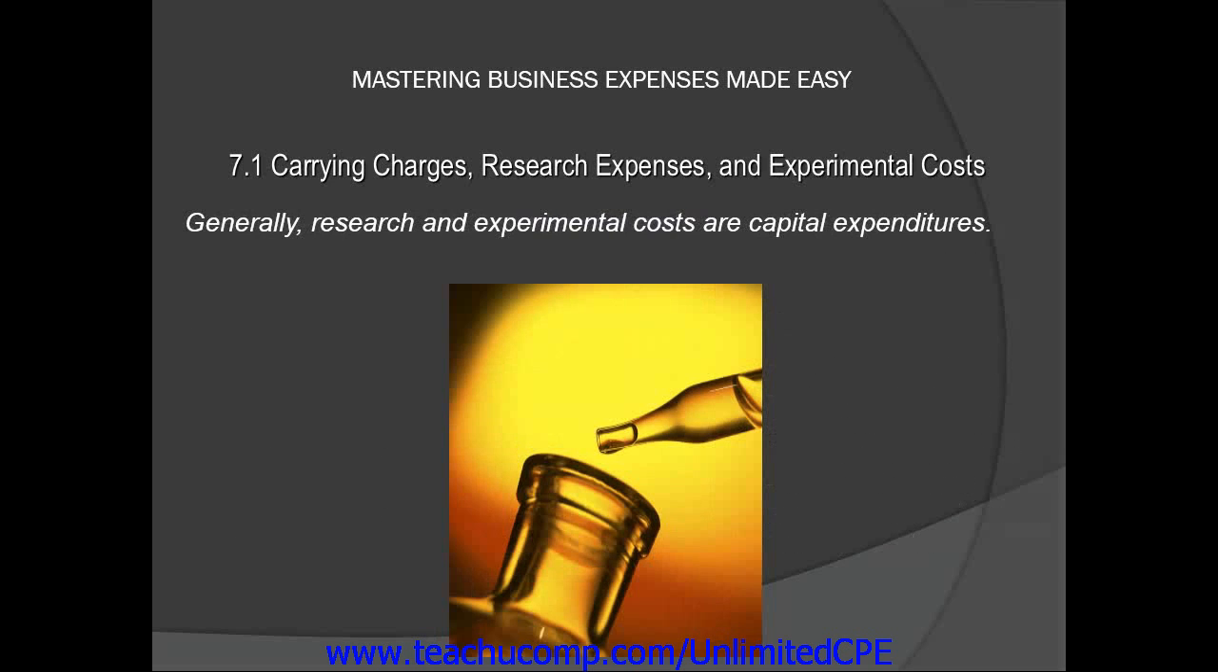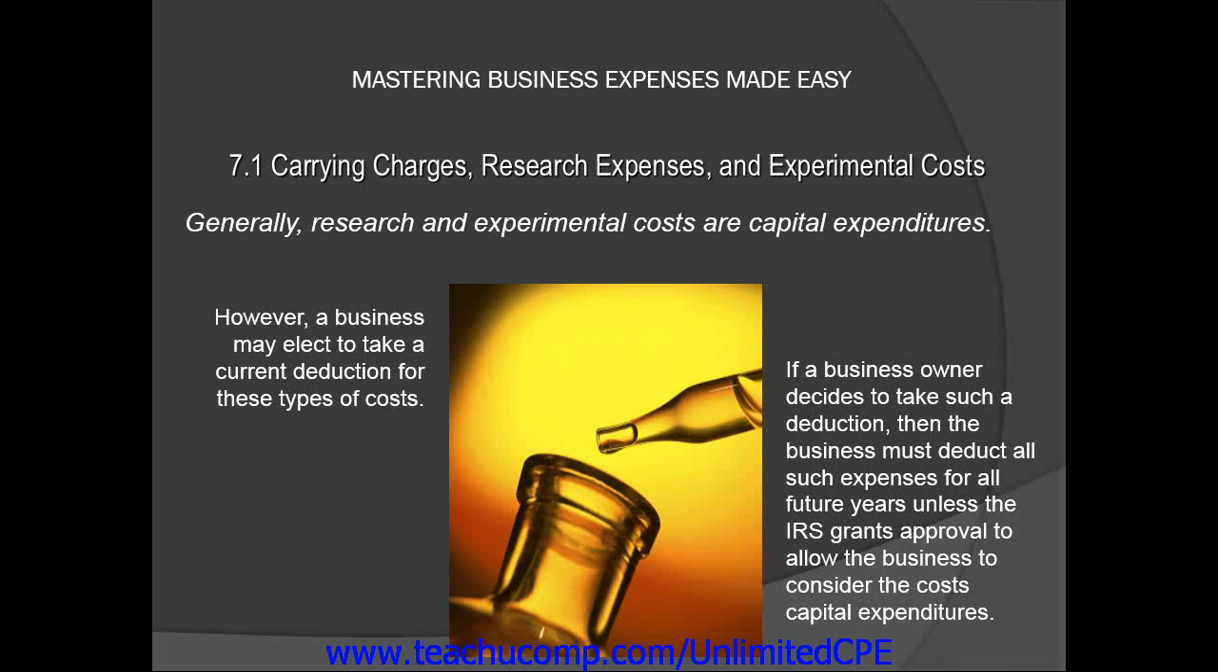Generally, research and experimental costs are capital expenditures. However, a business may elect to take a current deduction for these types of costs. If a business owner decides to take such a deduction, then the business must deduct all such expenses for all future years unless the IRS grants approval to allow the business to consider the cost capital expenditures. Likewise, if a business elects to capitalize such expenditures, then special permission must be obtained from the IRS before that business may take current deductions.